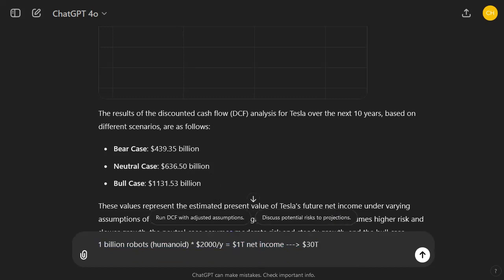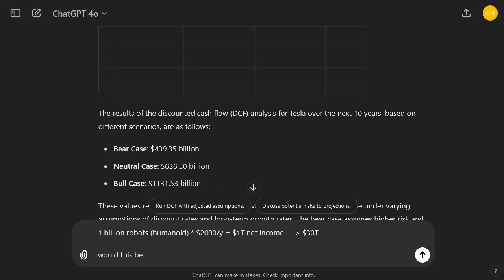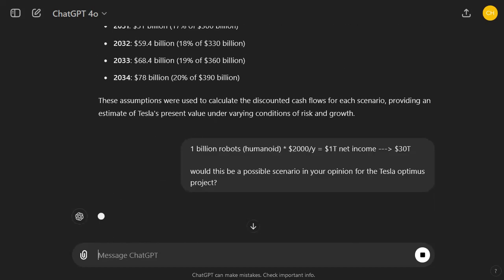Let's ask it maybe, just for fun. Would this be a possible scenario, in your opinion, for the Tesla Optimus project? Let's see if it even understands what I mean with trillion and anything, yeah?